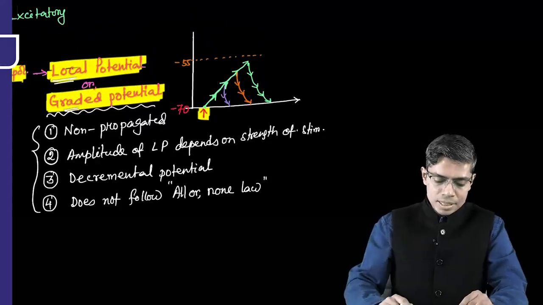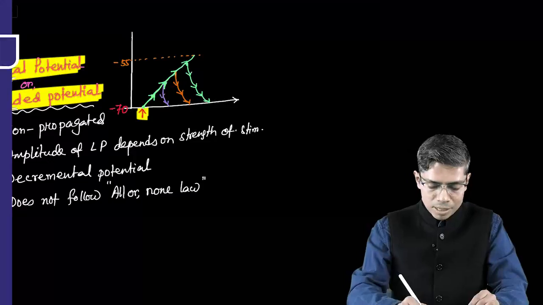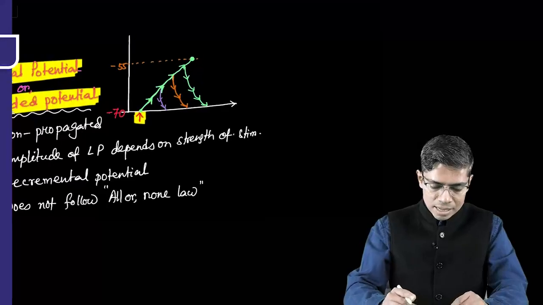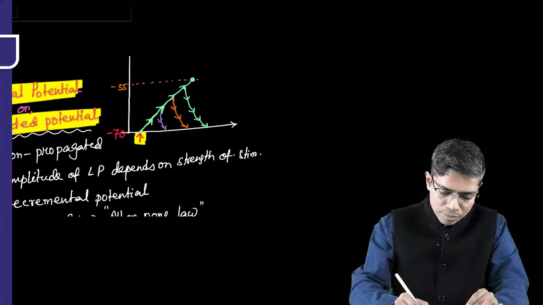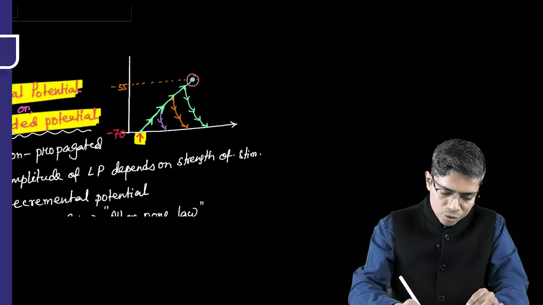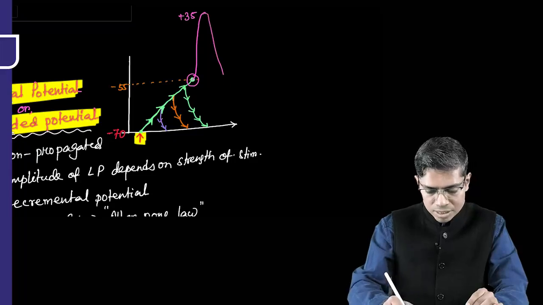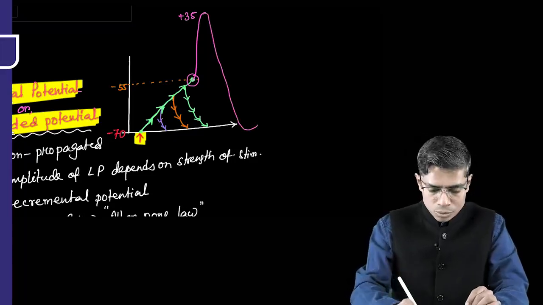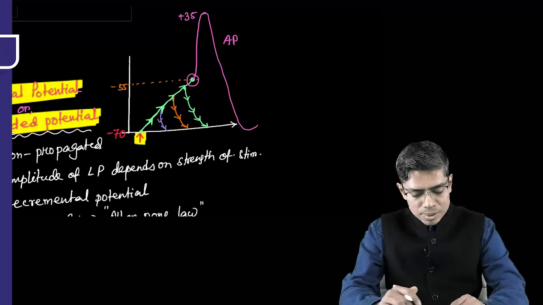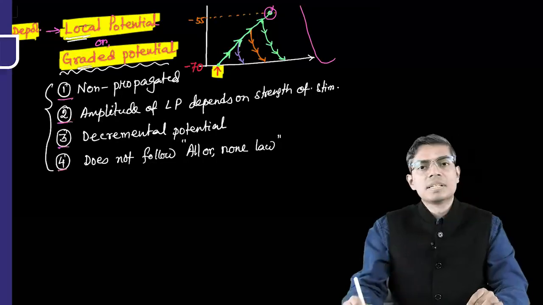Now whenever this local potential touches this threshold voltage, I told you already that at this point a huge amount of voltage gated sodium channels will open up, due to which the membrane voltage will shoot to plus 35 millivolt, and that is nothing but generation of the action potential like this. So whenever this action potential is generated, the properties of the action potential are just opposite to the four properties that we have written here.